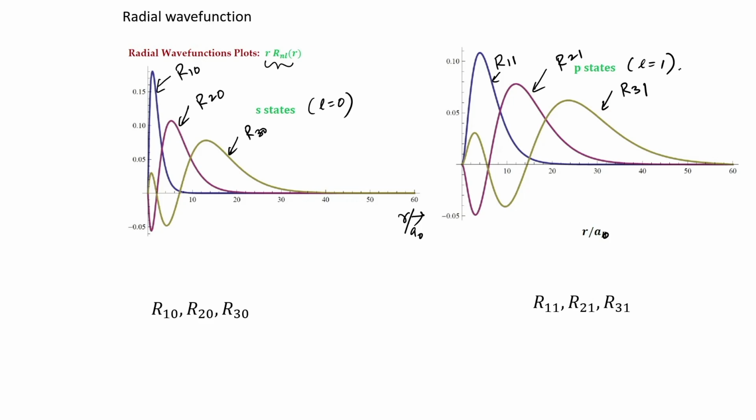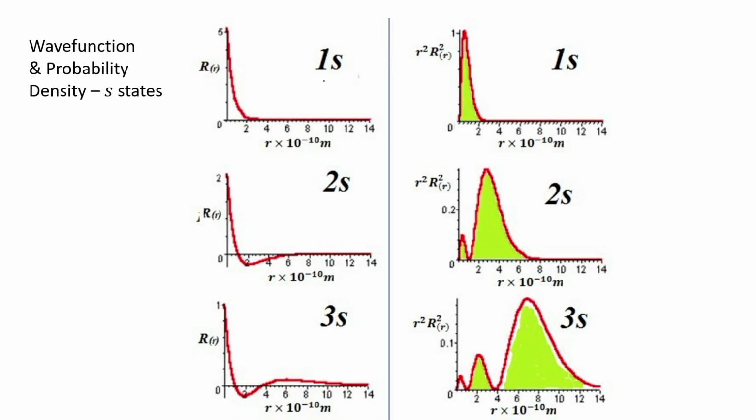So, the S and P states are shown. Similarly, you can plot the D states and F states and so on, which correspond to L equal to 2 and L equal to 3 and other higher values. It is important to look at how the probability density and the wave function vary.